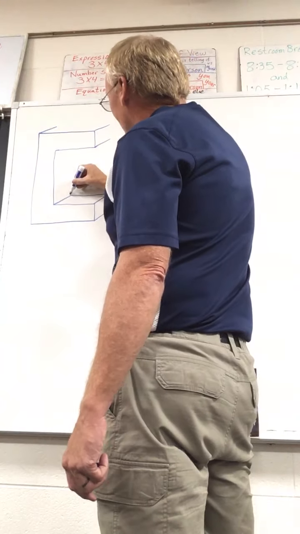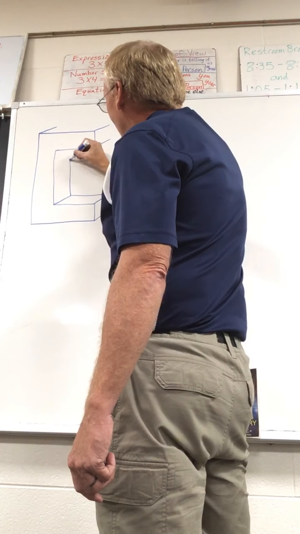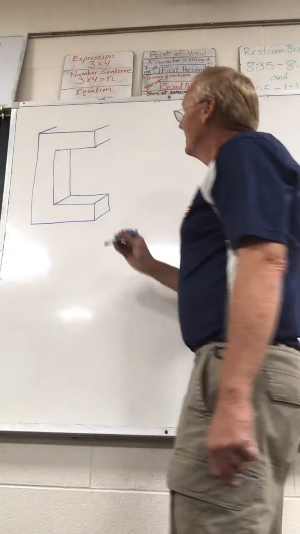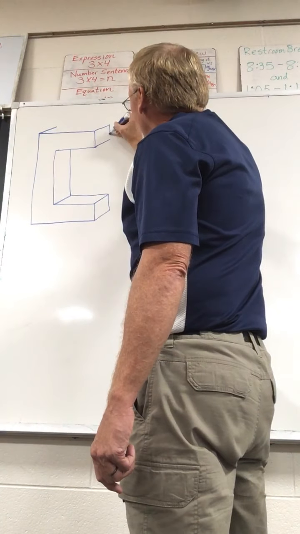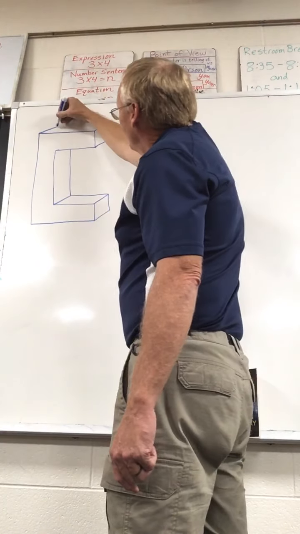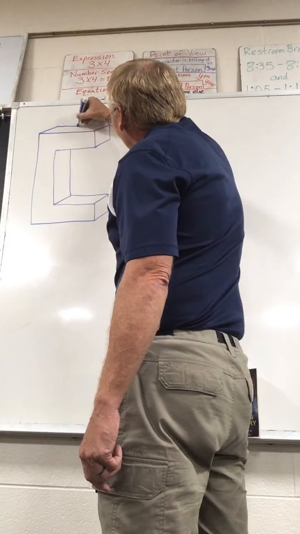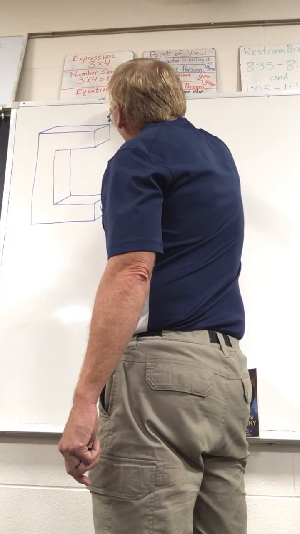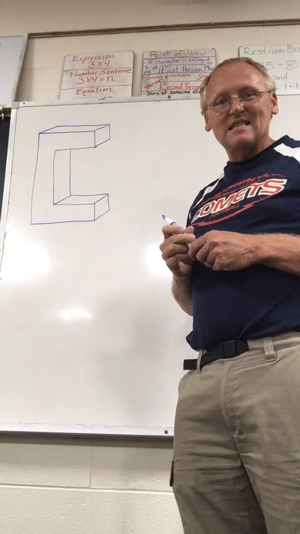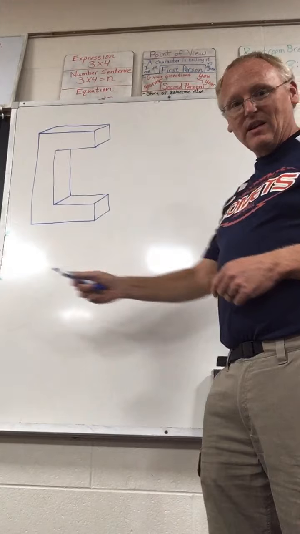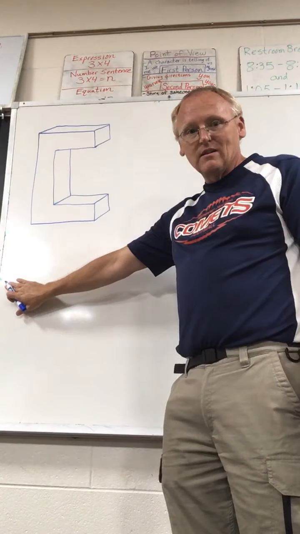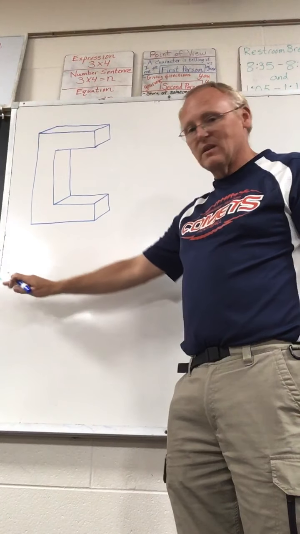Go from this vertex and go straight up. You have a face on the inside. Connect these two endpoints. You have a little face right there. Go from this endpoint to this vertex up at the top. And then you have another face, and there you have your three-dimensional C. Okay? So down here, I'm going to write the character word that starts with the letter C.